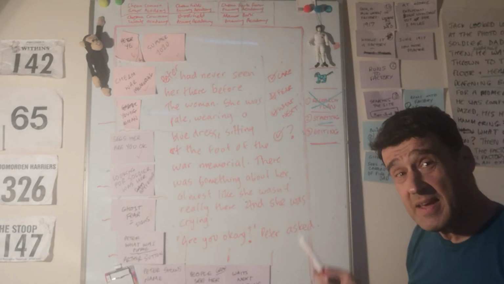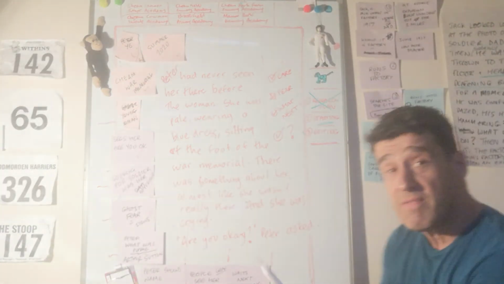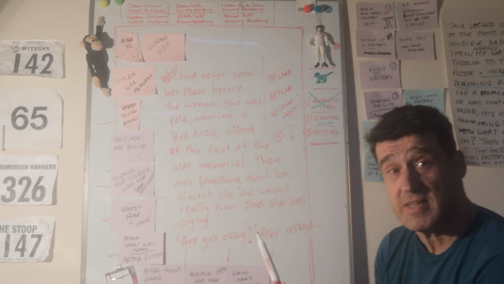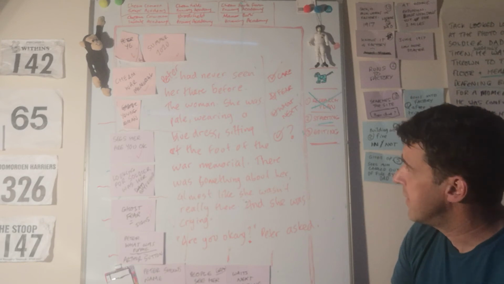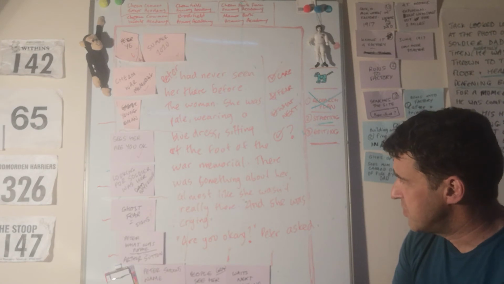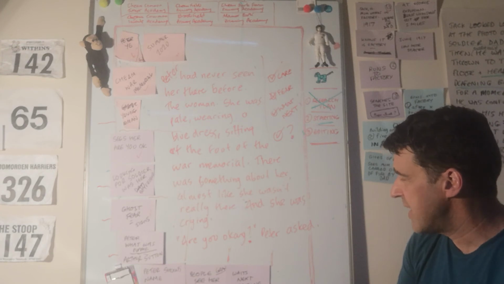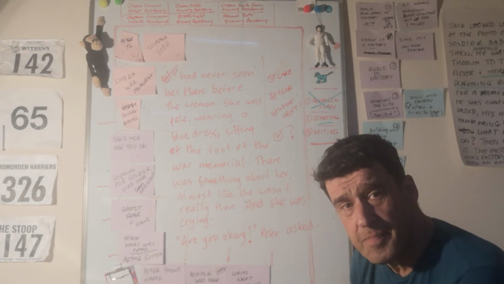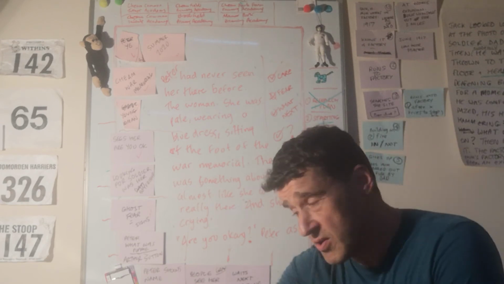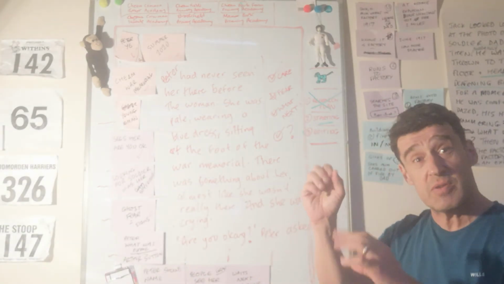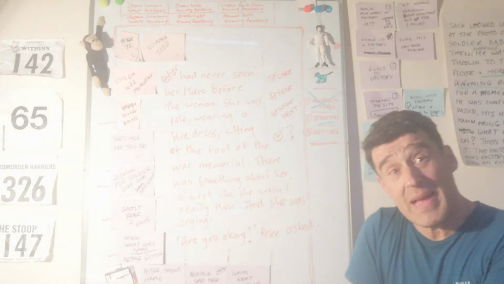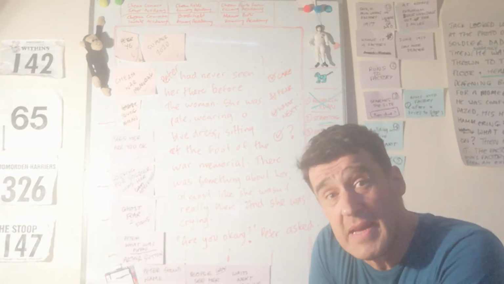Let's read it and see if it's any good. And obviously, there's a lot we can do with it, but is it a decent start? Peter had never seen her there before, the woman. She was pale, wearing a blue dress, sitting at the foot of the war memorial. There was something about her, almost like she wasn't really there. And she was crying. You okay? Peter asked. Right, so I think we've got something there. So in the next session, we're going to edit that and make it stronger. And we're going to use a technique I use to make editing hopefully a bit easier.